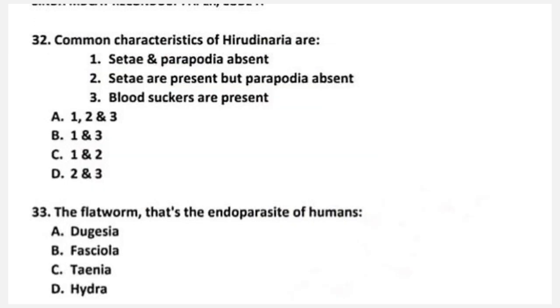So question number 32 is common characteristics of Hirudinaria are option A, Seta and Parapodia absent, option B is the Seta are present but Parapodia absent, and option D blood suckers are present.